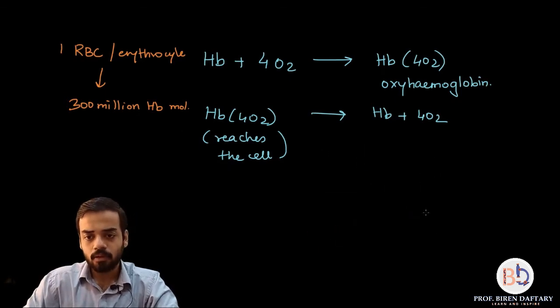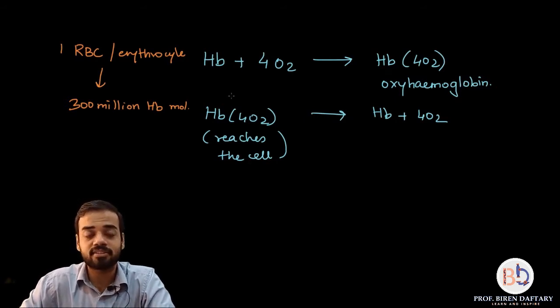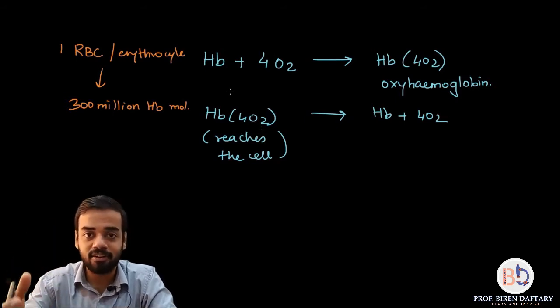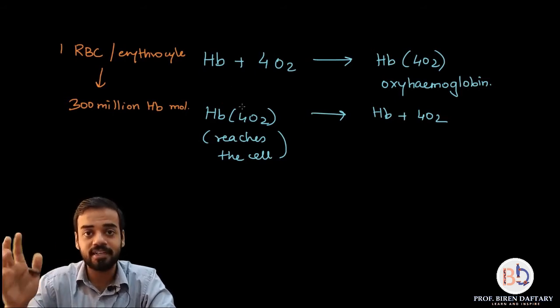Now we'll come later to why this structure, Hb4O2, dissociates or breaks when it reaches the cells. We know that the cells require oxygen, but what is causing this to break? That part we will see later on.